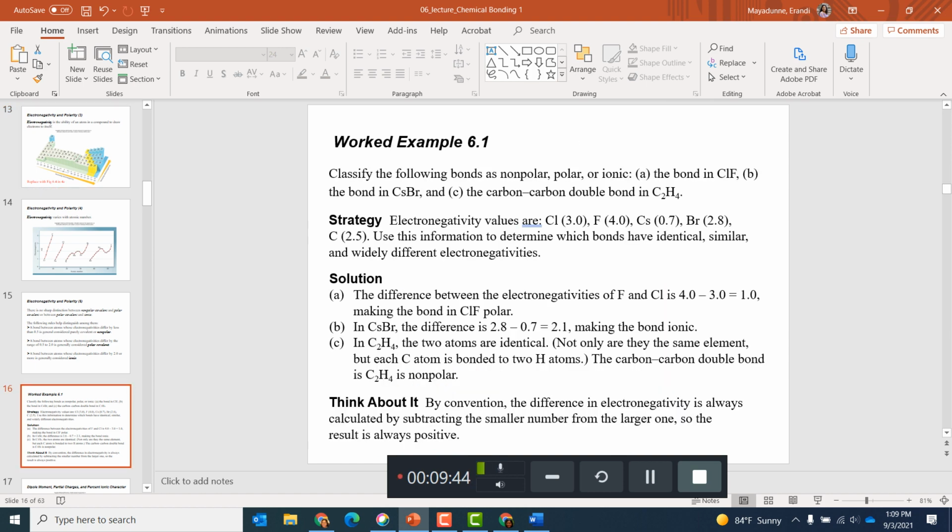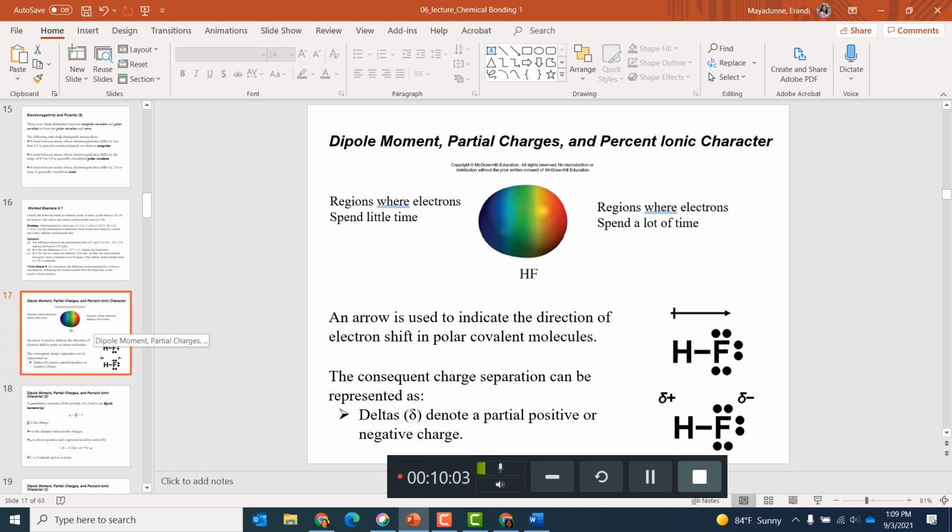And then the carbon-carbon double bond in C2H4. Its two atoms are identical, so it's pure covalent. When the bond involves the same type of atom, it's pure covalent. So that's about electronegativity. It's an important topic. By looking at a molecule, you need to know what type of bonding it is. For that, you need to know that 0.5 or below is pure covalent, 0.5 to 2 is polar covalent, and above 2 is ionic. Now I am moving to my next topic: dipole moment, partial charges, and percent ionic character.